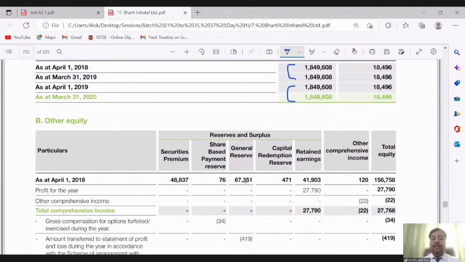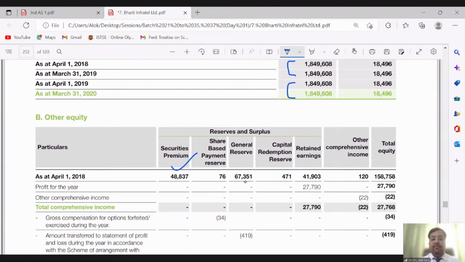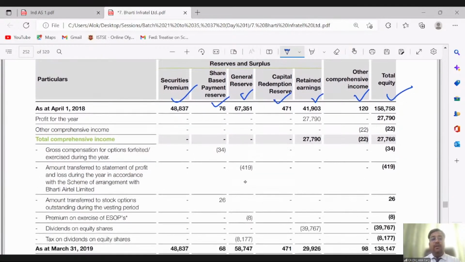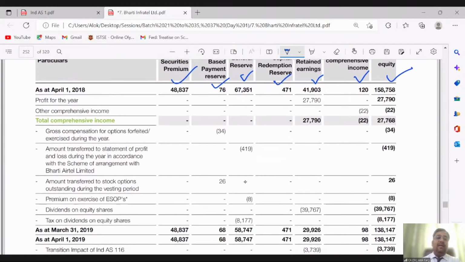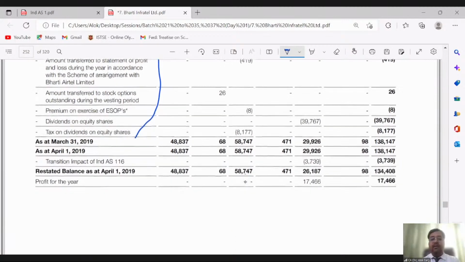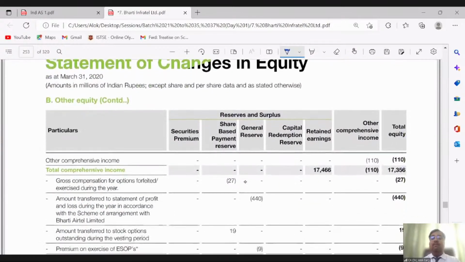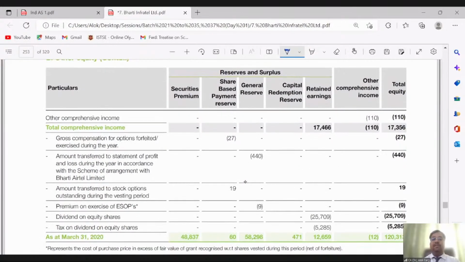If you see other equity, security premium, ESOP reserve, general reserve, capital redemption reserve, retained earning, other comprehensive income, then there is a total equity. Okay. If you see this other equity format, you will find that it's nothing. It's a reconciliation that has been given, movement has been given, of what is my opening and closing amount movement. Okay. So this we were also doing in notes to accounts in our old IGAAP financial statement, right?